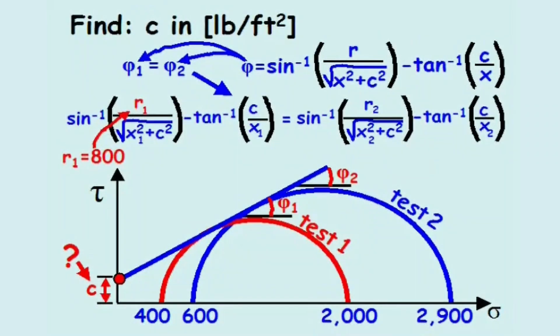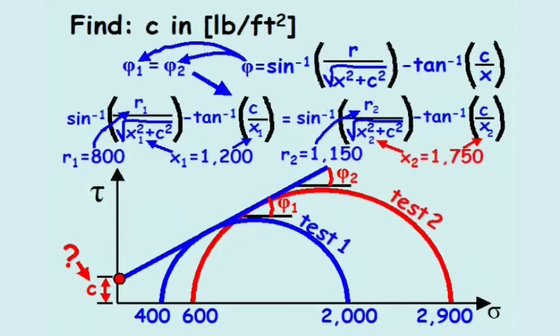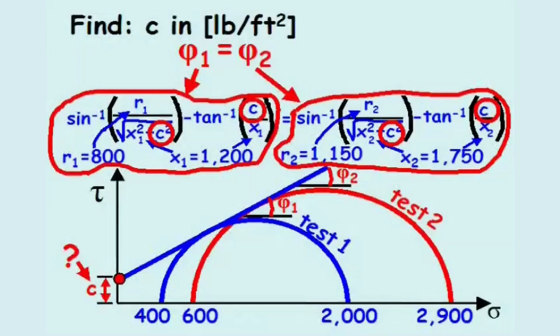Keeping in mind that the units of x, r, and c are in pounds per square feet, the value of r1 is 800, the value of x1 is 1200, the value of r2 is 1150, and the value of x2 is 1750. The value of c, the cohesion, is found 4 times in the equation. Rather than trying to solve for the cohesion directly, it would be easier to remember that the left-hand side is equal to the right-hand side of the equation.